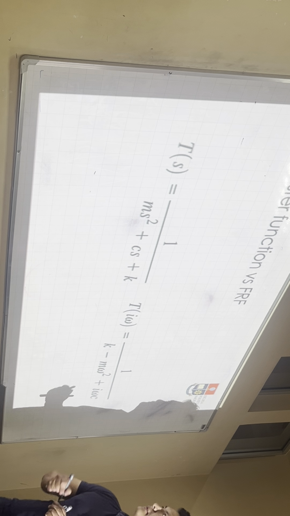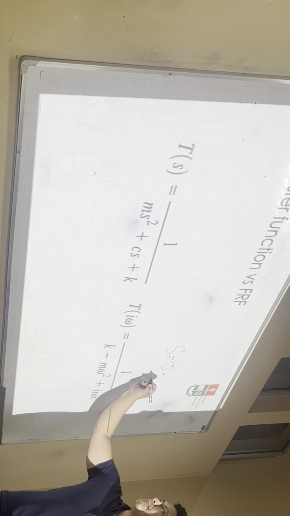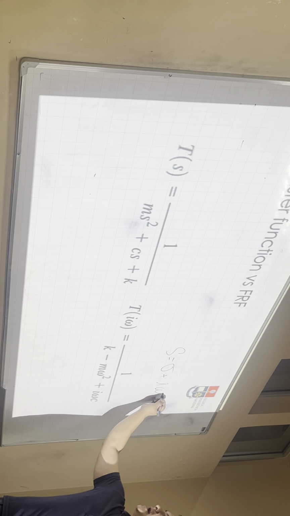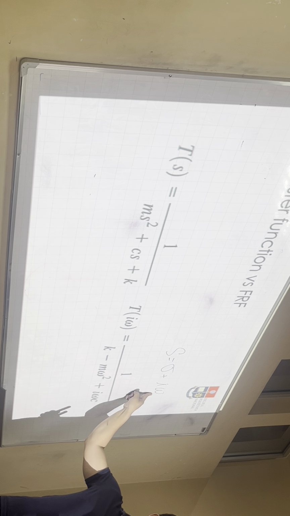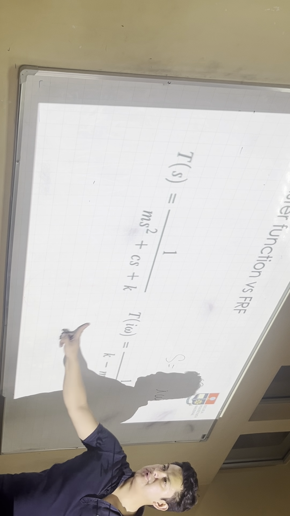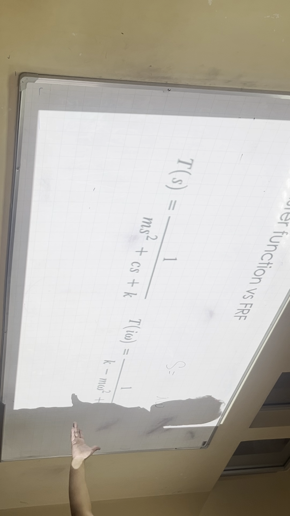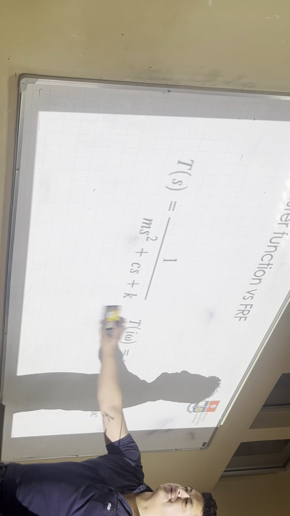If you remember, we defined already S to be some real value plus some imaginary value. We deliberately put this omega because if we get rid of the real part, you end up with a transfer function in the time domain. And what is this, guys? The FRF, the frequency response function. The frequency response function is no other thing than the transfer function in the time domain.